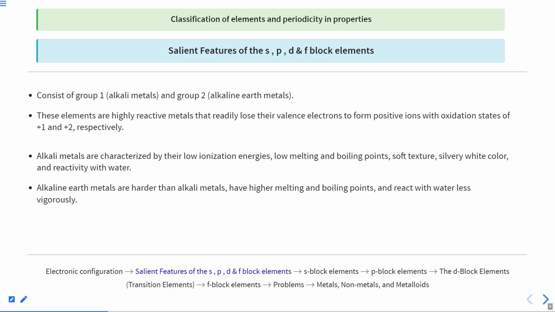Alkali metals have low ionization energy, low melting point, low boiling point, and soft texture. They are silvery white in color and reactive with water. So they are very reactive. They can even react with water. So sodium, if you just put it in oxygen in a free atmosphere, it will catch fire. It is that much reactive. Now talking about alkaline earth metals, they are harder than alkali metals and have higher melting and boiling points. They react with water less vigorously.